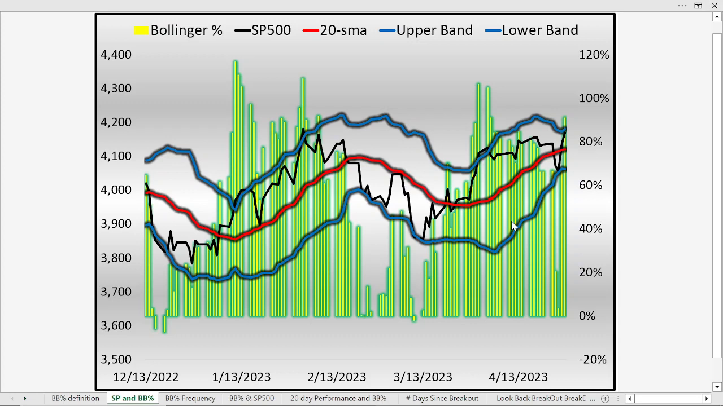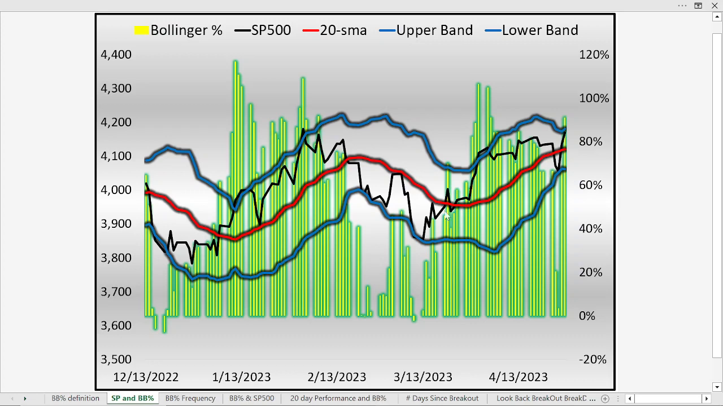Now, the green histogram bars in the background represent the Bollinger Band width as a percentage. What it's showing us is the current percentage of its historical range, meaning calculating 2 standard deviations. How volatile is the market usually, and how volatile is the market right now compared to its historical average?